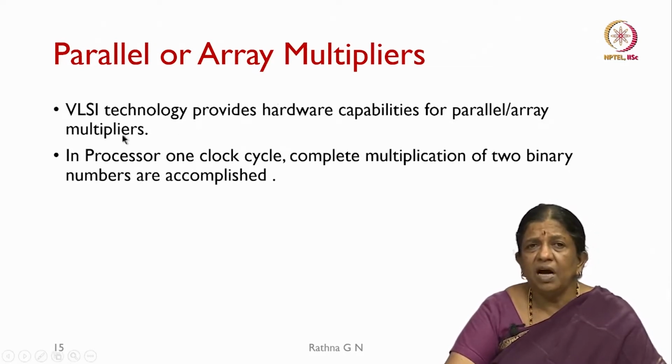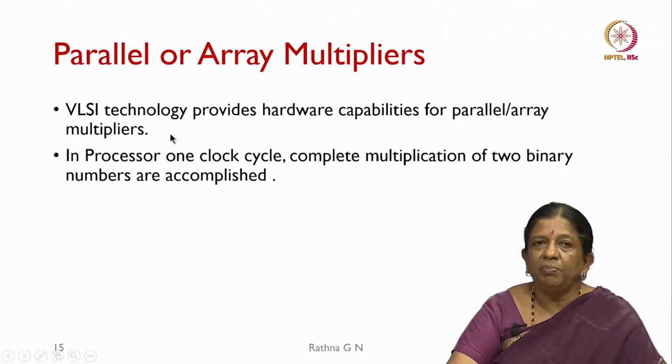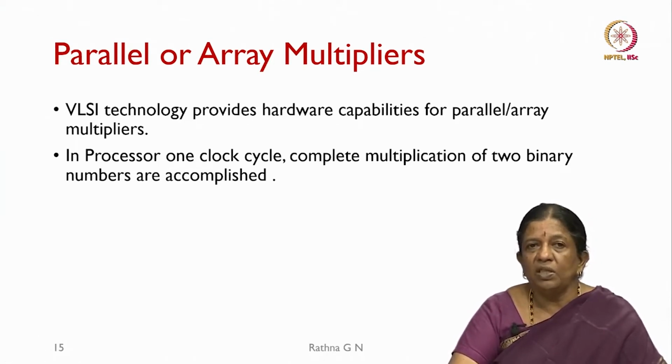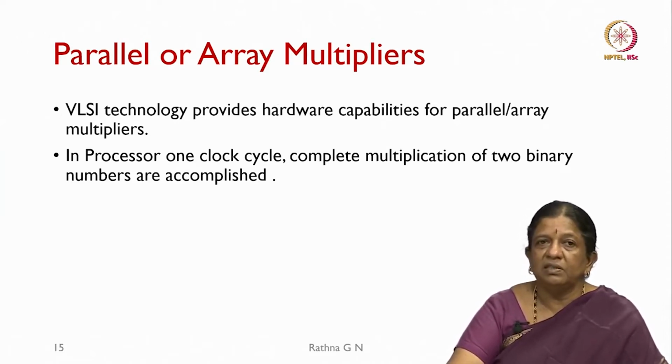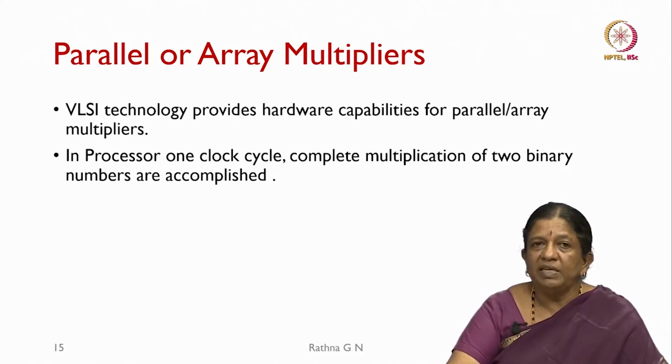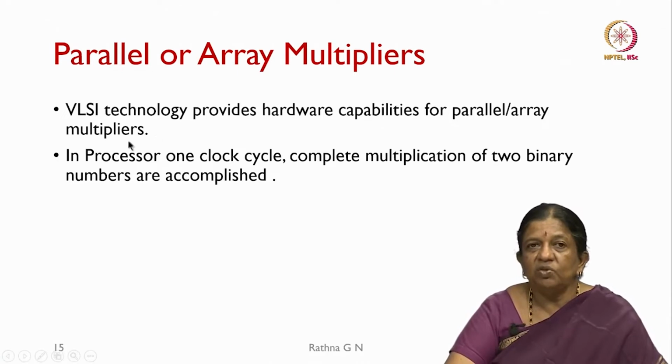We will see how we can increase the speed with parallel or array multipliers, what we call them. Just now we did the fixed point multiplication. So, you saw that the multiplication is basically a successive addition. So, if we consider n bits, we will take n clock cycles, and then n plus 1 clock cycles will be required to do our successive addition. So, whether we can improve on this.